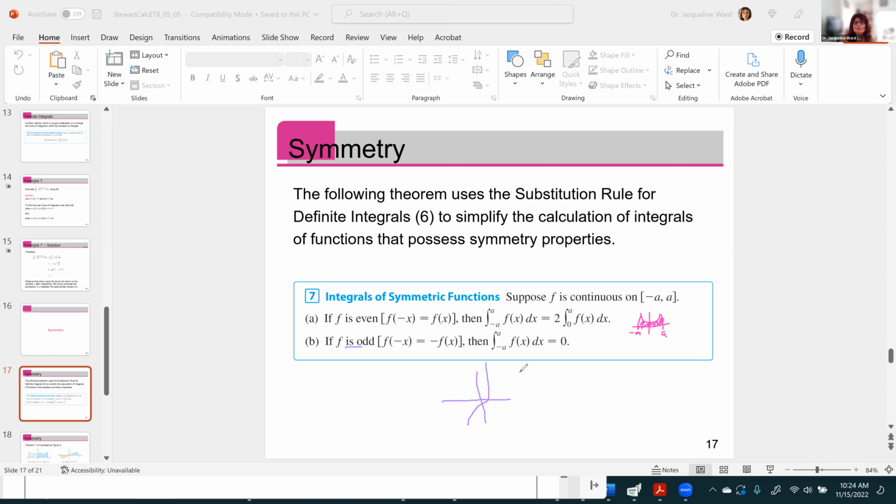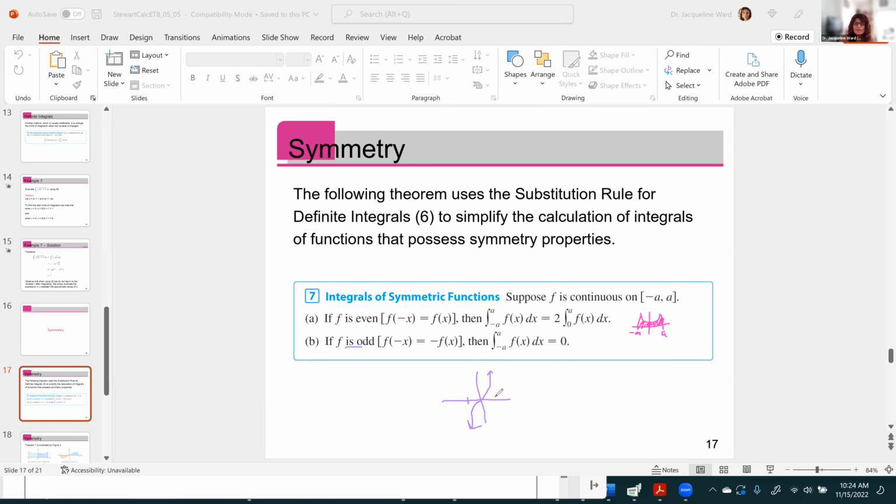Why can't I line these things up properly? It's really hard to draw with a mouse. But that's supposed to be a cubic function, people. Maybe I should do the cubic function first. Okay, there we go. Unbelievable.